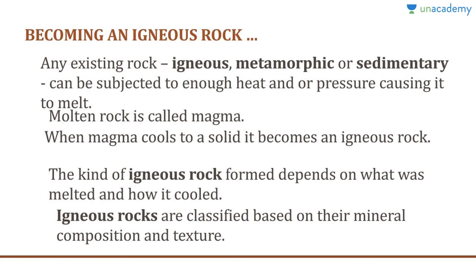And when this magma cools, it solidifies to become the primary rock, that is igneous rock. So the one that comes out of a volcanic eruption, if it cools and solidifies, is known as igneous rock. But the kind of igneous rock will depend on what was melted, whether it was igneous earlier or metamorphic or sedimentary, and how it cooled, how much time it took for cooling.